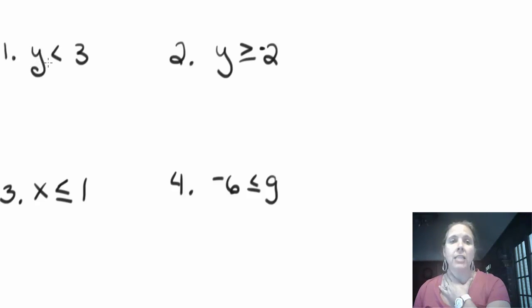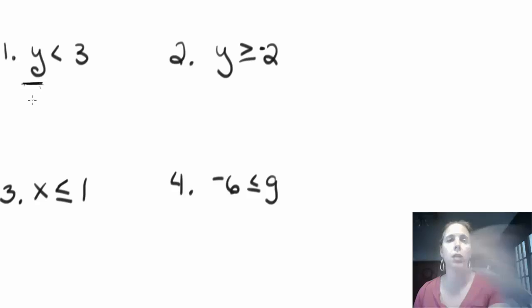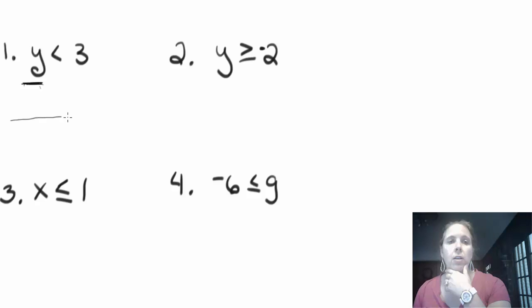Okay, so work on reading it. y is less than 3. What we're graphing is what does y represent? What numbers are less than 3? Well, there's 2, there's 1, there's 0, there's infinite amounts. So we're going to represent it with a graph.